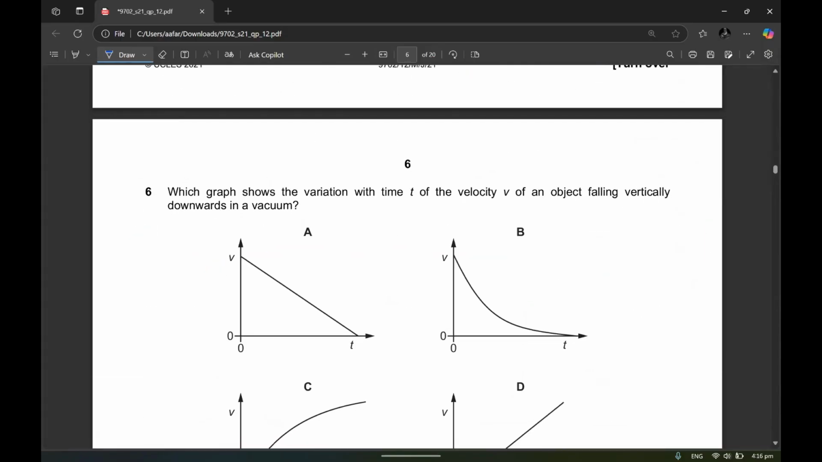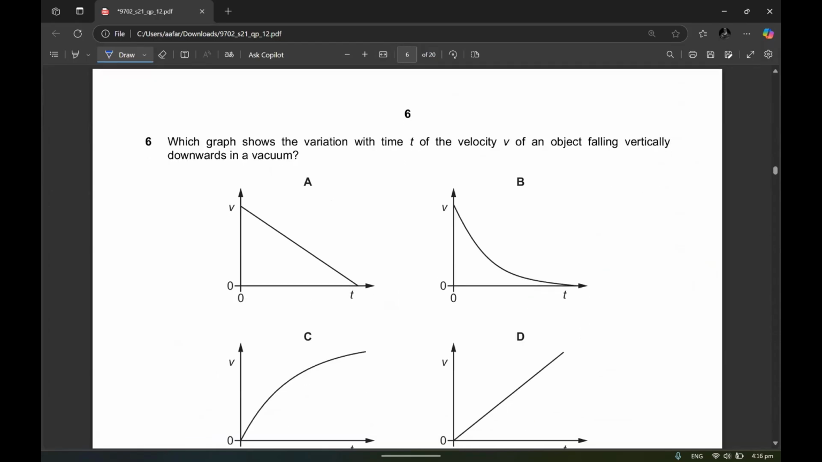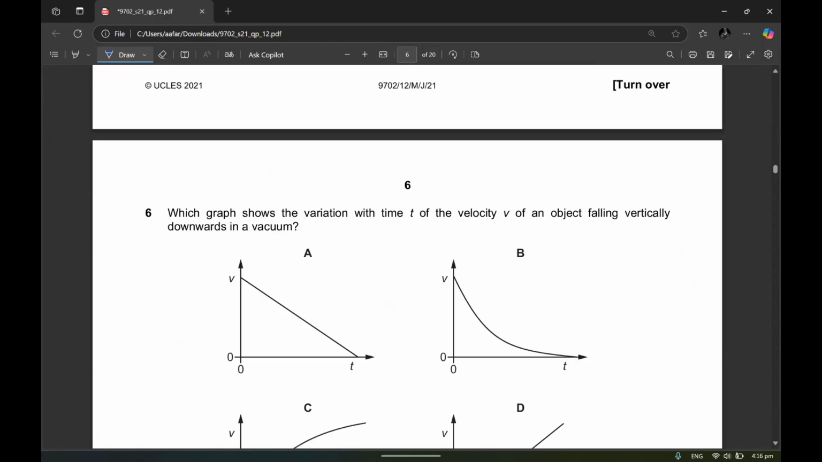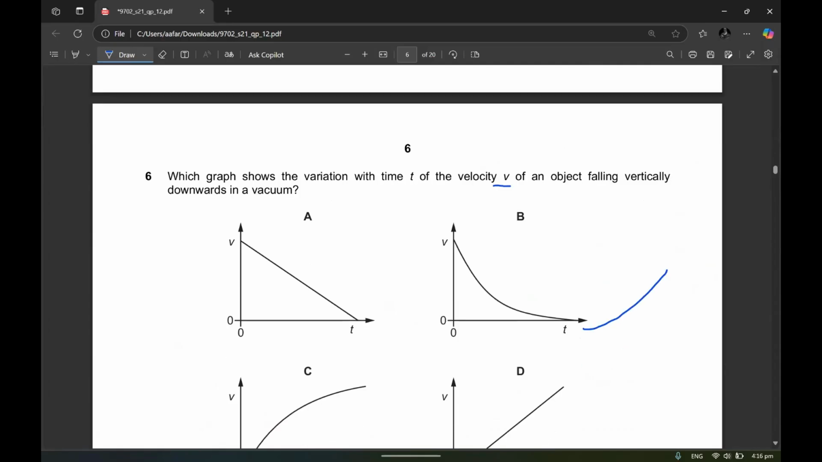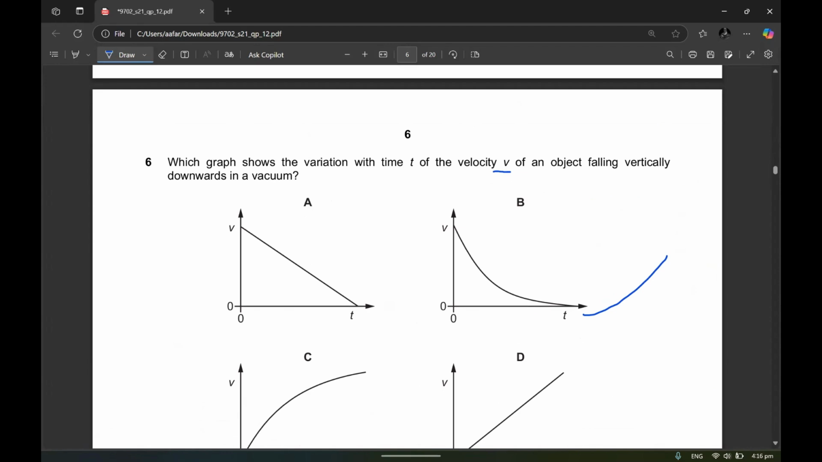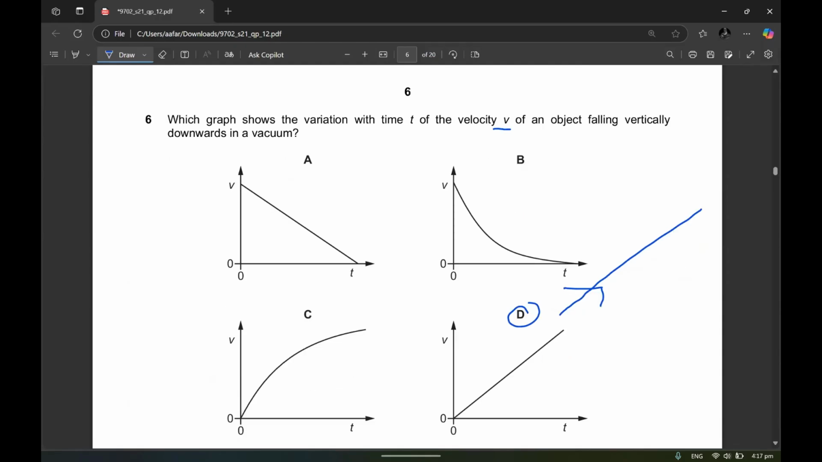Which graph shows the variation with time t of the velocity v of an object falling vertically downwards in a vacuum? Velocity, velocity. It's increasing, right? It's increasing like this. Yeah, velocity will increase like this since there will be constant acceleration. Yep, that's the answer, Alhamdulillah.